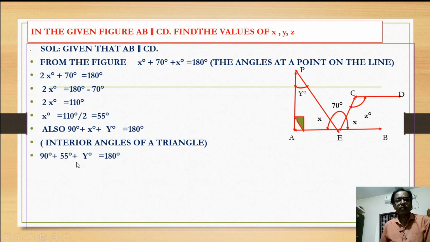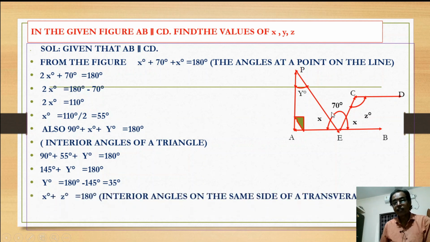So 90 plus 55 plus y is equal to 180. Then 90 plus 55 is 145, 145 plus y is equal to 180, then y is equal to 180 minus 145, then 35 degrees.